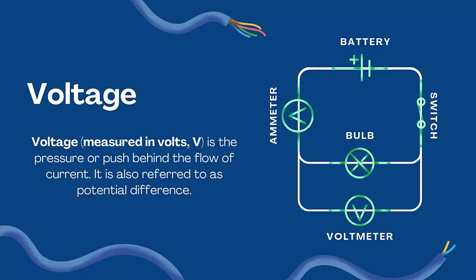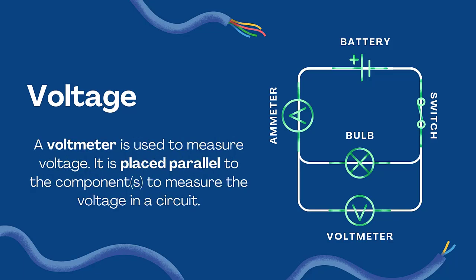We start with voltage. Voltage, it is measured in volt or V, is the pressure of push behind the flow of current. It is also referred as potential difference. A voltmeter is used to measure the voltage. It is placed parallel to the components to measure the voltage in a circuit, which is shown in the diagram.